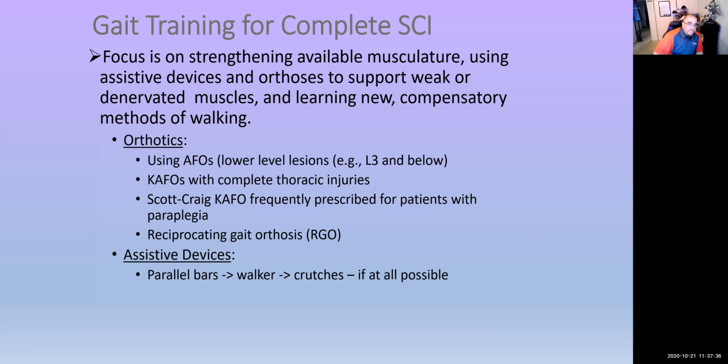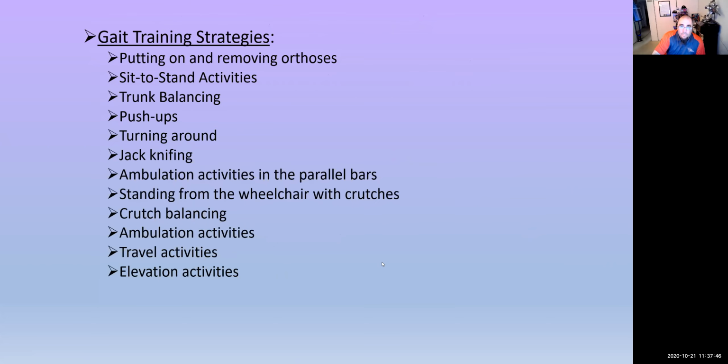Assistive devices, just like anything else: parallel bars are the safest, then standard walker, then crutches, if at all possible. You don't want to just bring crutches into a patient with a spinal cord injury. That's asking for trouble. So gait strategies, we're going to teach them how to put on and take off their orthosis, right? Be aware that a lot of times in the chart, it'll be labeled as donning and doffing the orthoses. Don means to put on, doff means to take off.